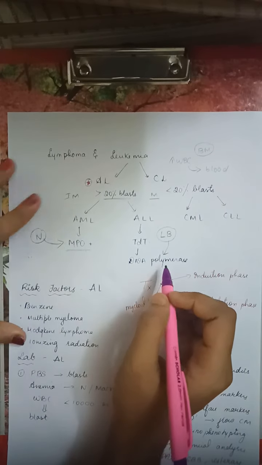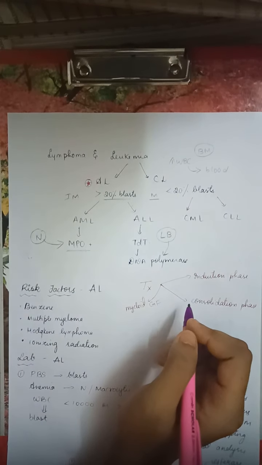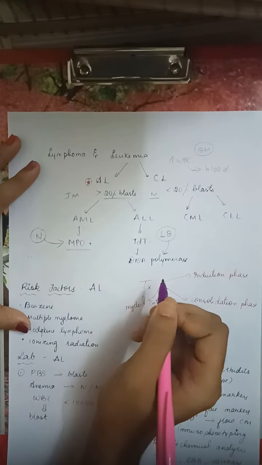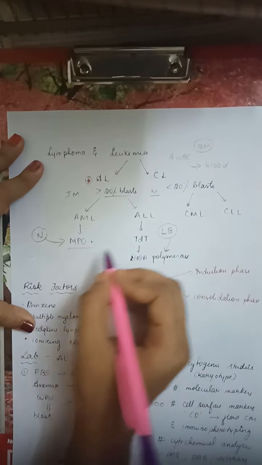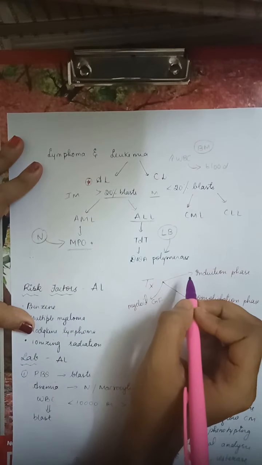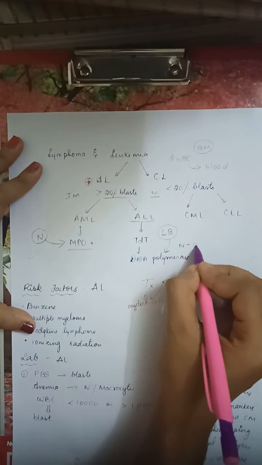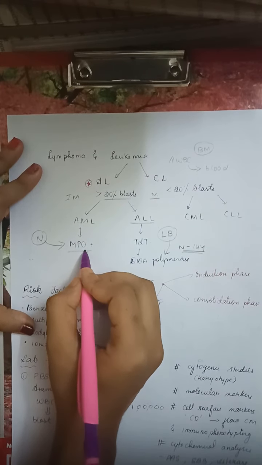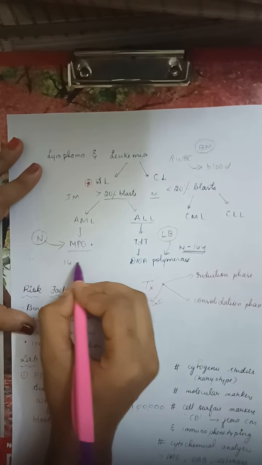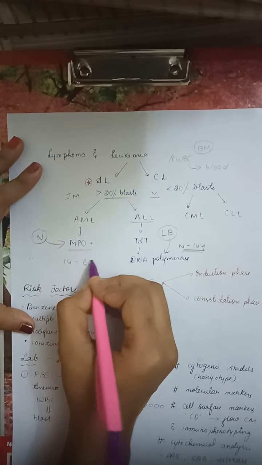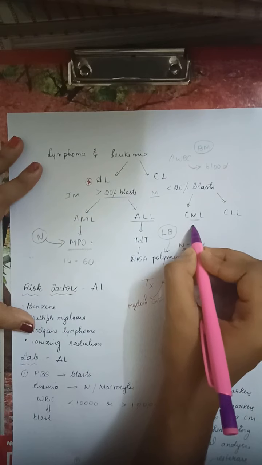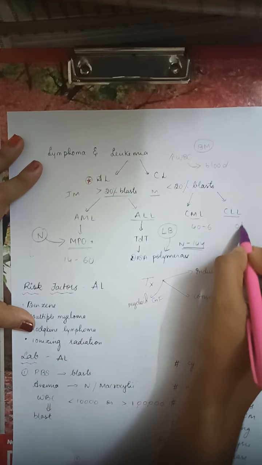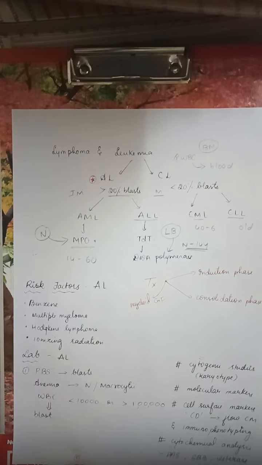One is the age group. One more thing: is it possible to differentiate all of this based on age? Actually, the answer is yes, because ALL is seen in kids, from neonates to 14 years. AML is seen in adults, mainly 14 to, it can be 60. CML median age can be from 40 to 60, and CLL, at the end, is in the old. So by age also we can differentiate.